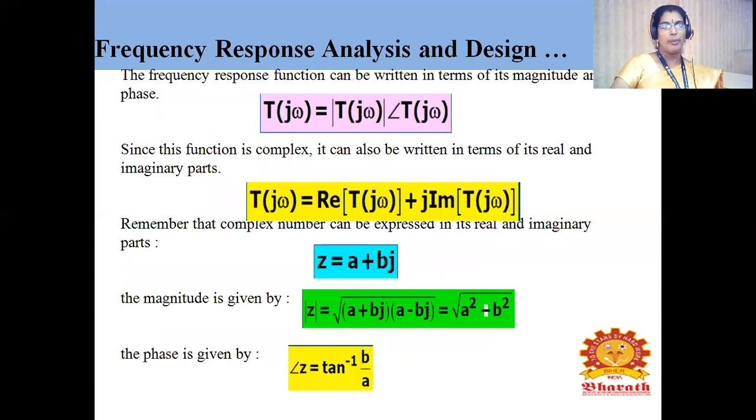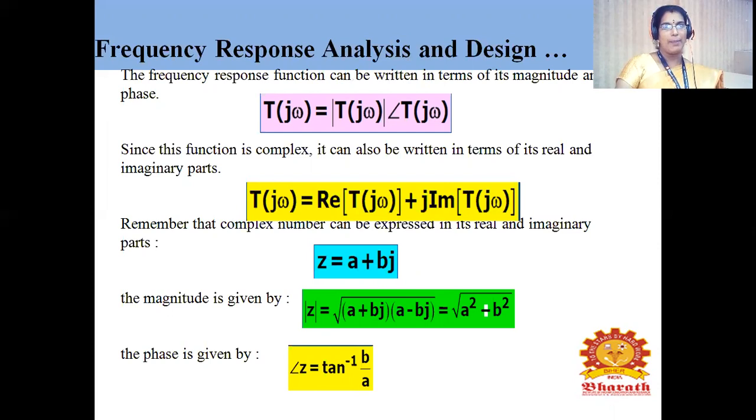Now, if I represent the transfer function T of j omega in magnitude and angle, then the equation will be written as T of j omega is equal to the magnitude of T of j omega into the angle of T of j omega. Okay, so this function is very complex, right? So it can also be written in terms of real and imaginary parts. That's what I've given in the second step. T of j omega is equal to the real part of T of j omega plus j into the imaginary part of T of j omega. So now we are just separating the transfer function into the real part and the imaginary part.